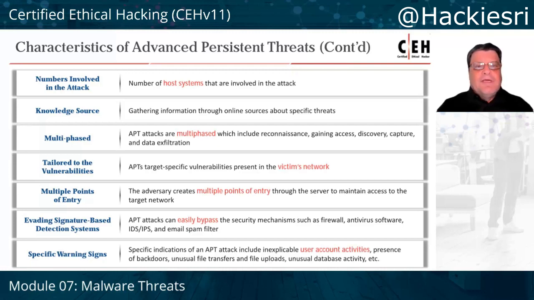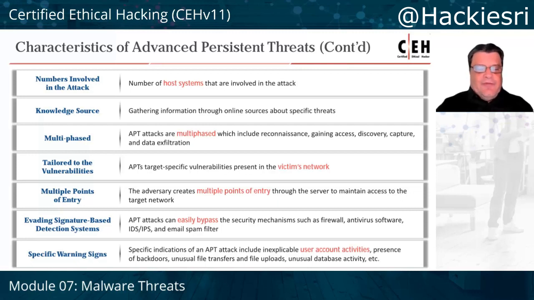Next, characteristics of advanced persistent threats include tailored vulnerabilities. These include APT's target-specific vulnerabilities present in the victim's network. Multiple points of entry. The adversary creates multiple points of entry through the server to maintain access to that targeted network, hoping, of course, that some of those points of entry will not be detected.